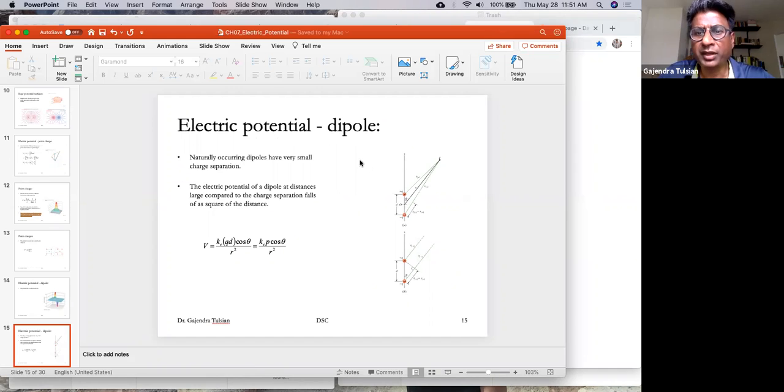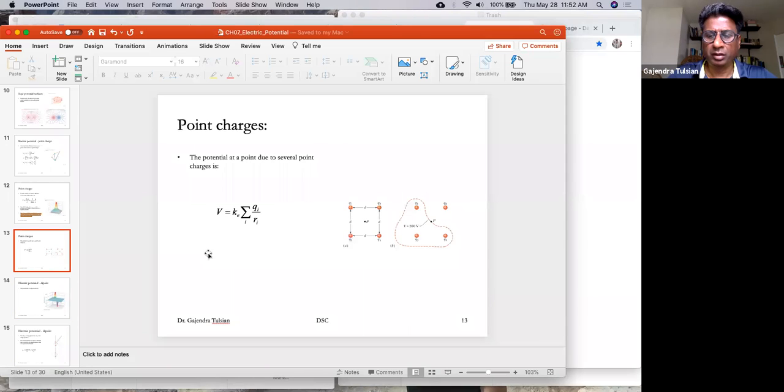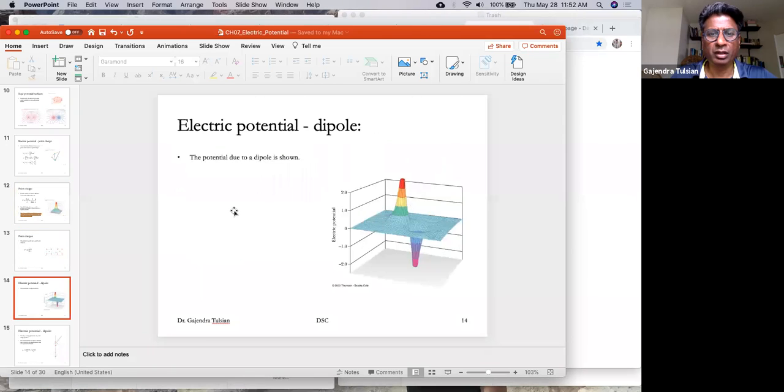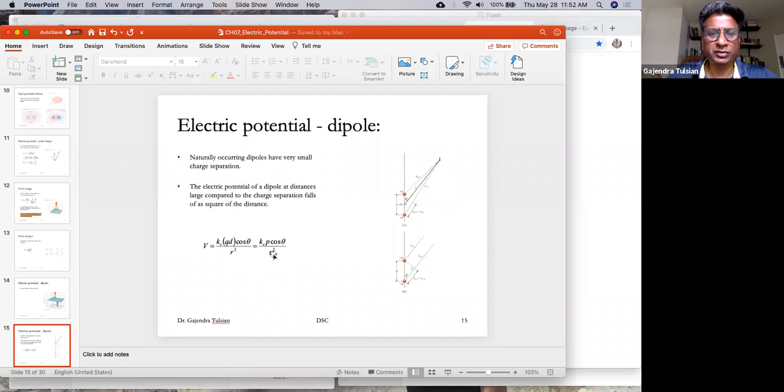So for the electric potential from a dipole, here's a dipole, and you can calculate the electric potential at that point. It's the electric potential due to this charge plus the electric potential due to this charge. If you're far compared to this separation, you can show that the dipole potential is K p cosine theta, where theta is that angle, divided by r squared. The important thing to note is the following. The potential from a point charge falls off as 1 over r. The potential from a dipole falls off as 1 over r squared.